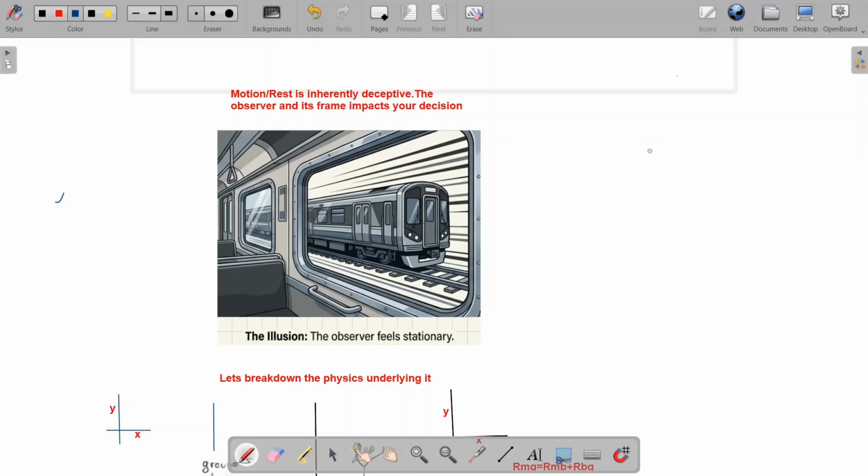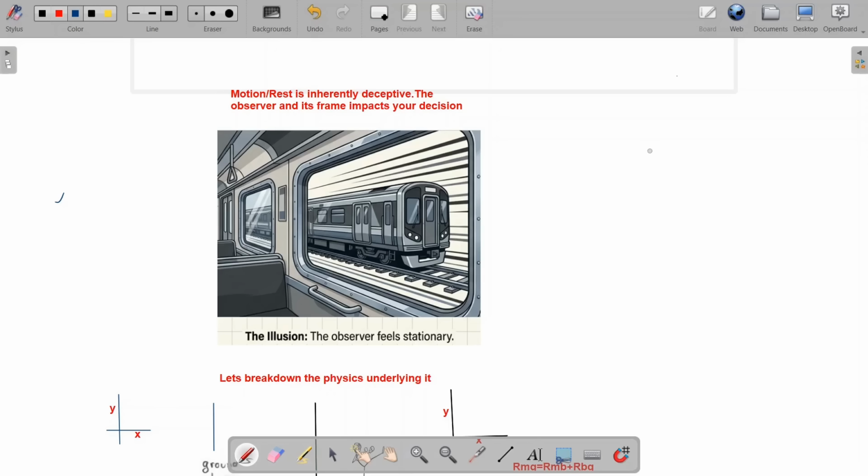So this is all a kind of feeling, but your common sense lets you know that this is not the actual movement of yours. This is the movement of the train nearby. So it clears only one thing, that motion and rest are totally deceptive.